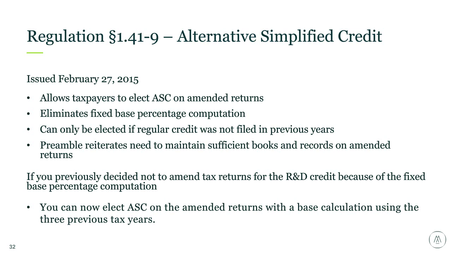And one of the nice things is that it eliminates the requirement to calculate something called the fixed base percentage, which is used when you're calculating the traditional, otherwise called the regular, tax credit. What that does is it makes it so that we only have to look at 3 prior years to determine how the R&D tax credit is calculated. It's a little bit easier from a supportive documentation standpoint. And it really is just a favorable answer and gives us another option to make sure to maximize your potential benefit.